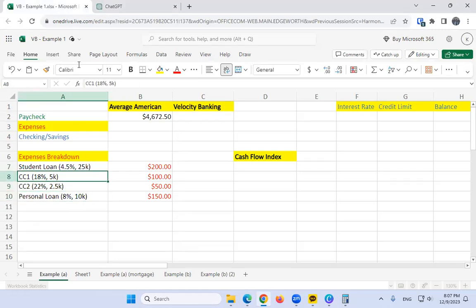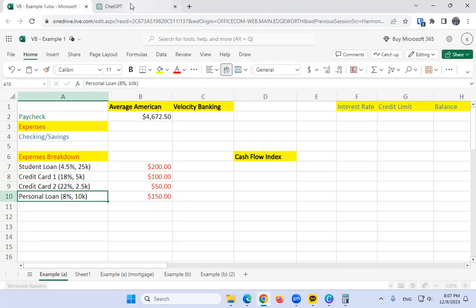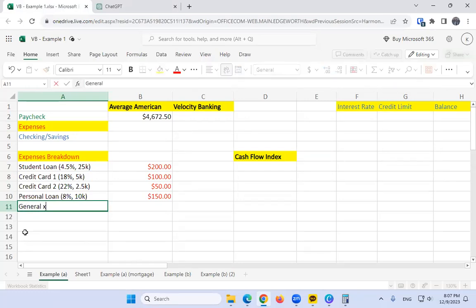Let me just make this a little bit clearer. Credit card one and then credit card two. All right, so we got that covered. Now we just have to dump all of our general expenses here. Actually, let's do this: rent and then other expenses.